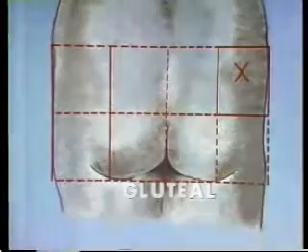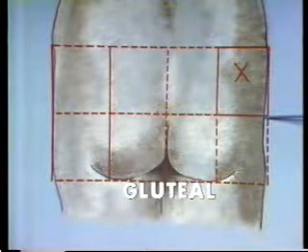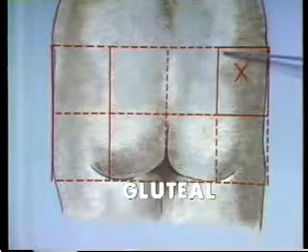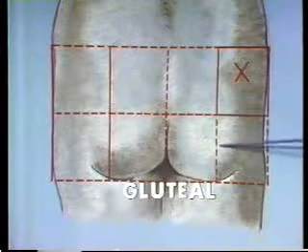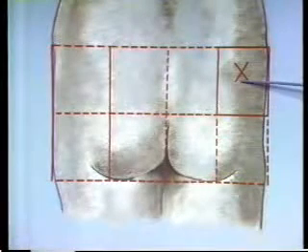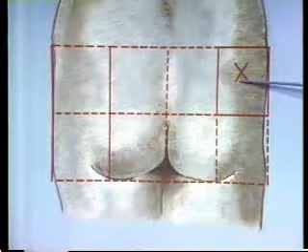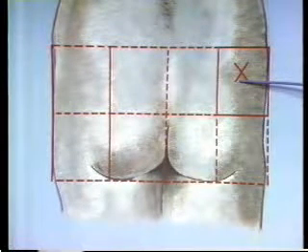Another site commonly used, the gluteal region or buttocks. The buttocks is divided into quadrants by one line starting at the sacrum and going outward. A second line bisecting the first is made for each buttock. The site for injection is the center of the upper outer quadrant. When given in the upper outer quadrant, the injection will miss the sciatic nerve and the major blood vessels.